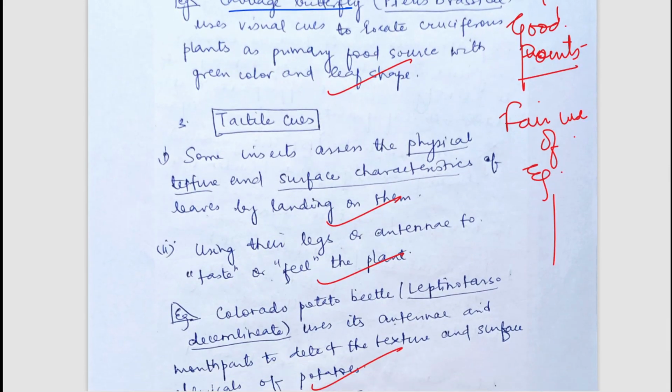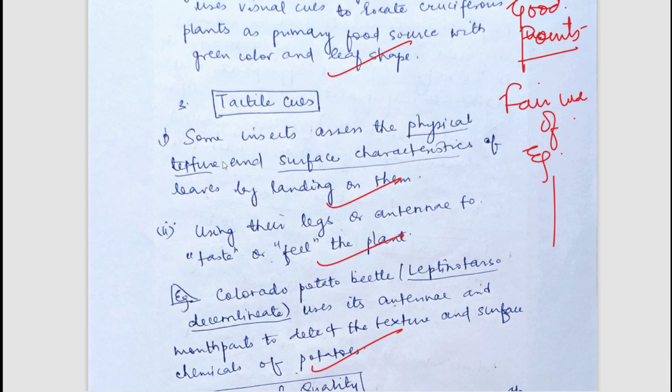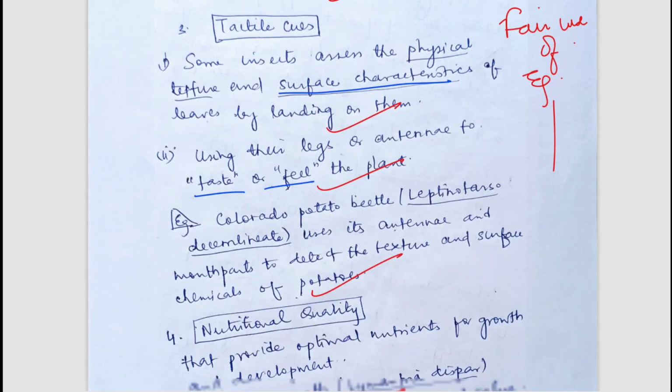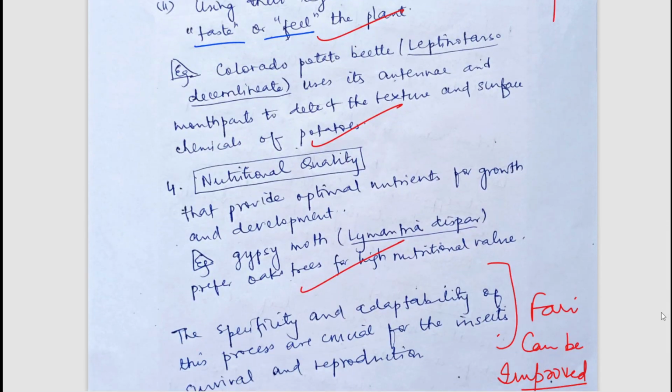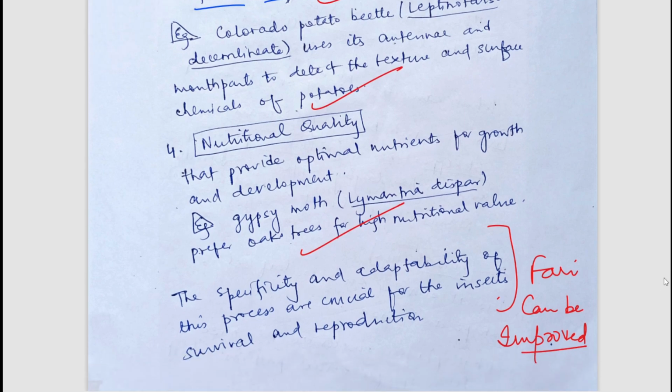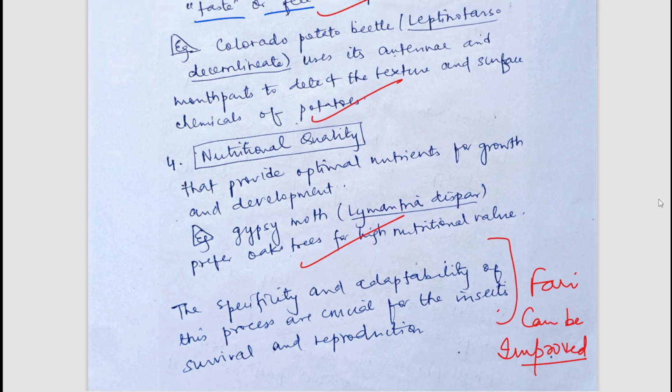Next, tactile cues can be used, such as physical texture, such as surface characteristics of leaves. By landing on them, they will feel the character and test the structure, and they will use this to their advantage. And again, examples have been mentioned. Next is nutritional quality: by getting an idea of the nutritional quality of the plants, the insect can select or deselect it. So these are some of the common points, and you can see how beautifully examples have been mentioned in nutritional quality. The example of the gypsy moth has been mentioned.